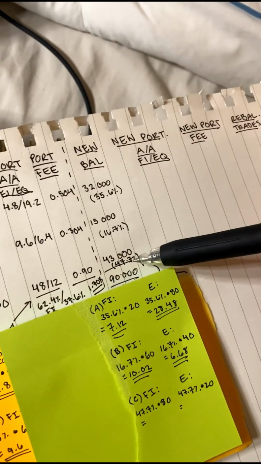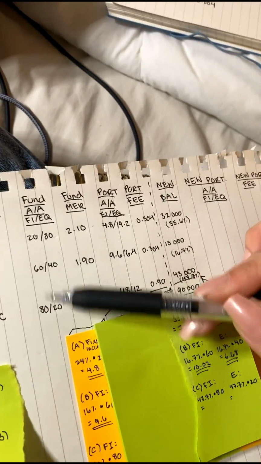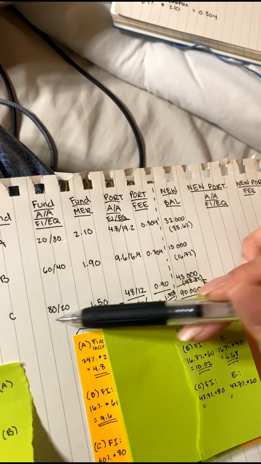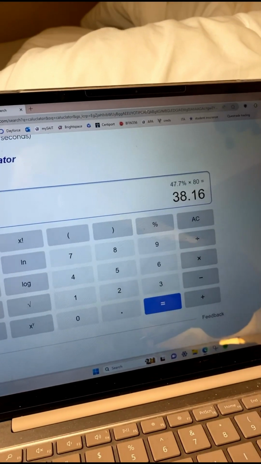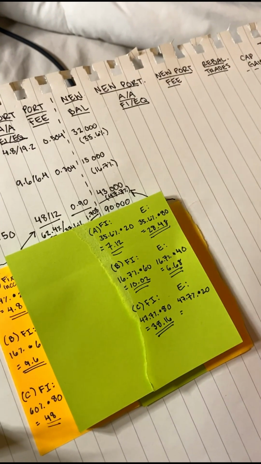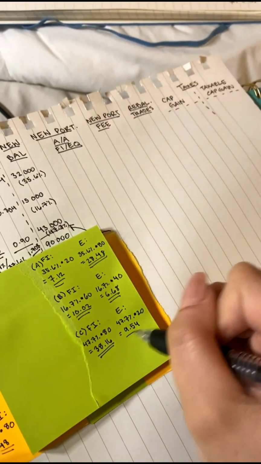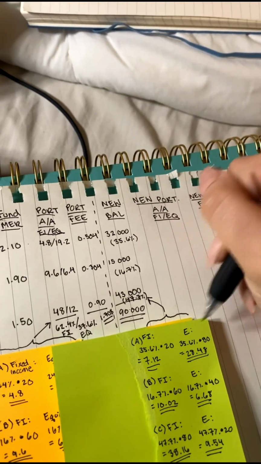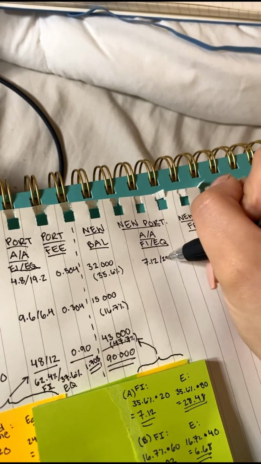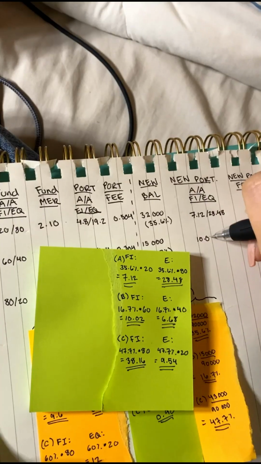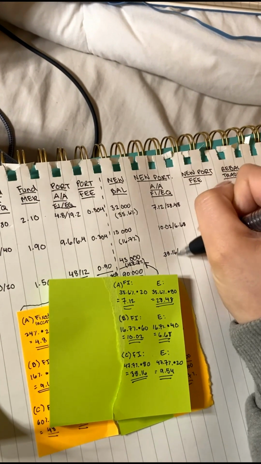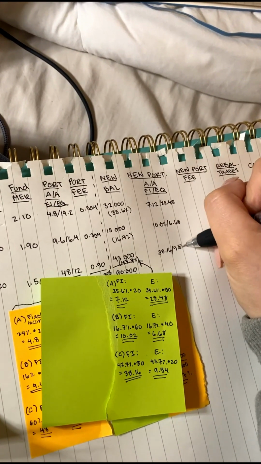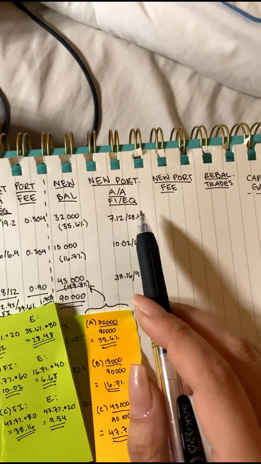So you take your 47.7 from here times the fixed income from the original sheets, 80. And then for the equity, you do the same thing, 47.7 times 20 equity. 38.16 fixed income, 9.54 equity. So now we can just plug it into the column. Fixed income, equity.